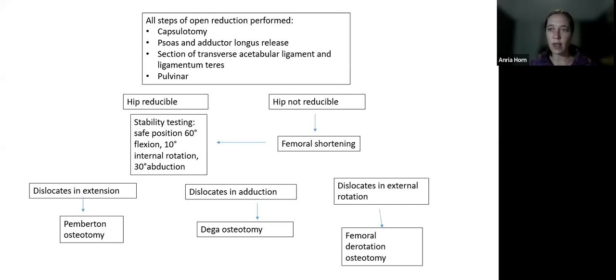Now you want to see where is the deficiency. Is there something you have to add? If you extend the hip from the fixed position and it pops out the front, you need anterior cover, and that would be a Pemberton osteotomy. I'll show you some pictures now. If you adduct the hip and it comes out the side, you need a Dega because that gives you lateral cover. If you externally rotate the hip and it comes out, then you need a femoral derotation. And that simplifies the matter for you. And then you know what you have to do.